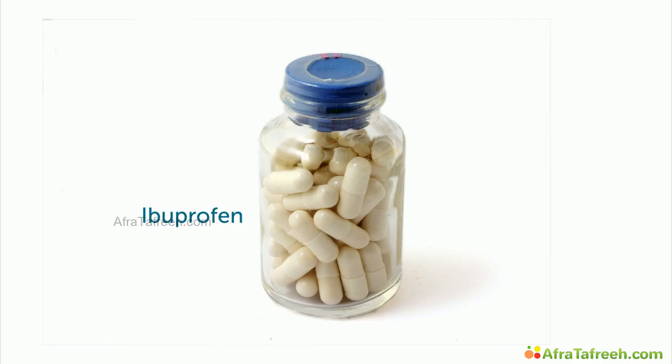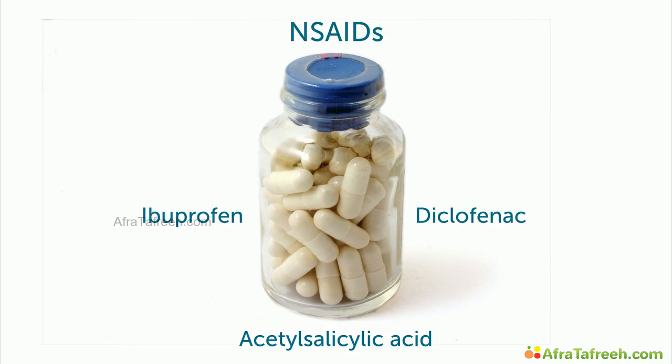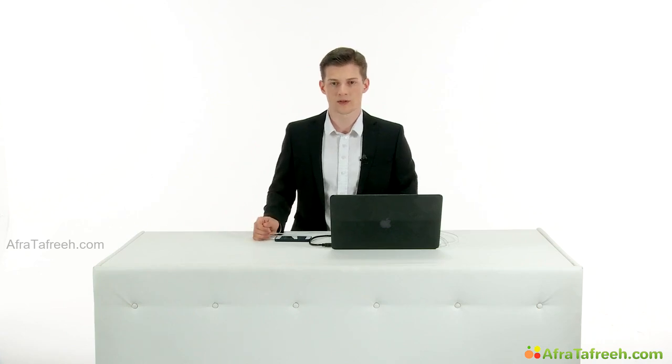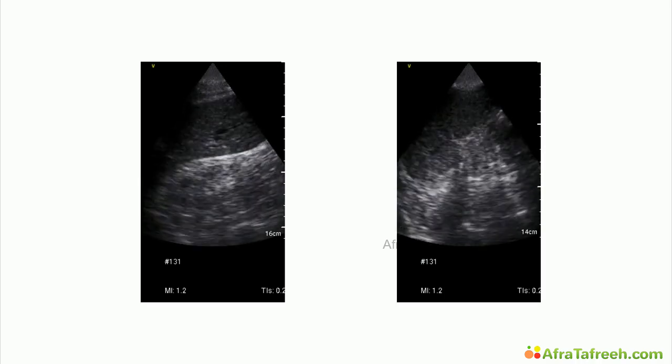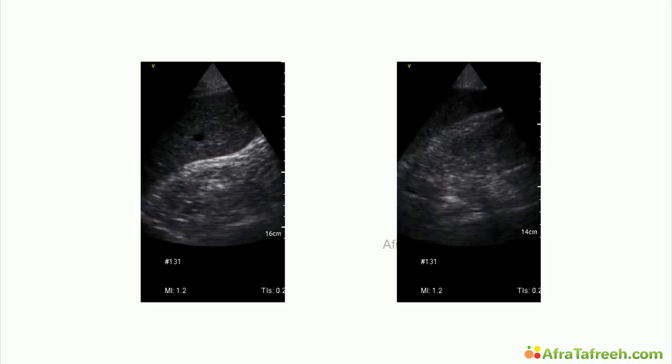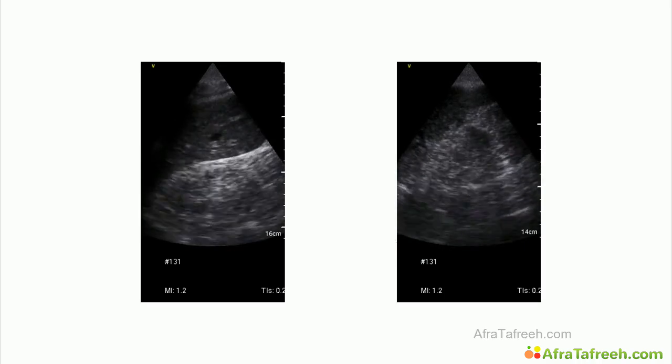And he took ibuprofen, acetylsalicylic acid, and diclofenac. All of them are NSAIDs, non-steroidal anti-inflammatory drugs. And all of them are nephrotoxic. Therefore, point-of-care ultrasound of the kidneys is indicated. Here you can see his right kidney and his left kidney.